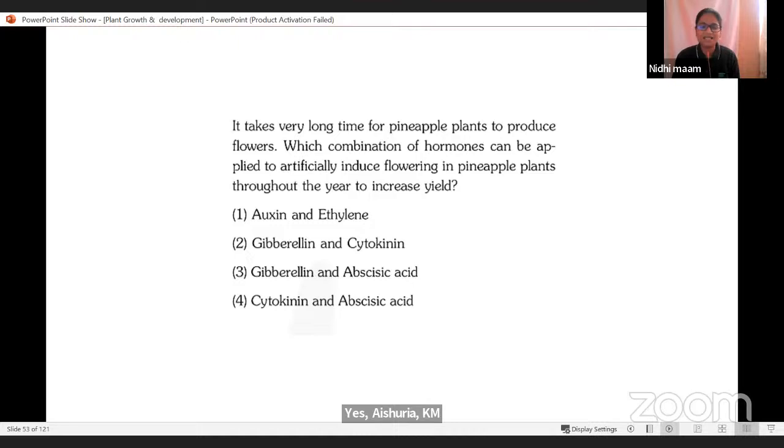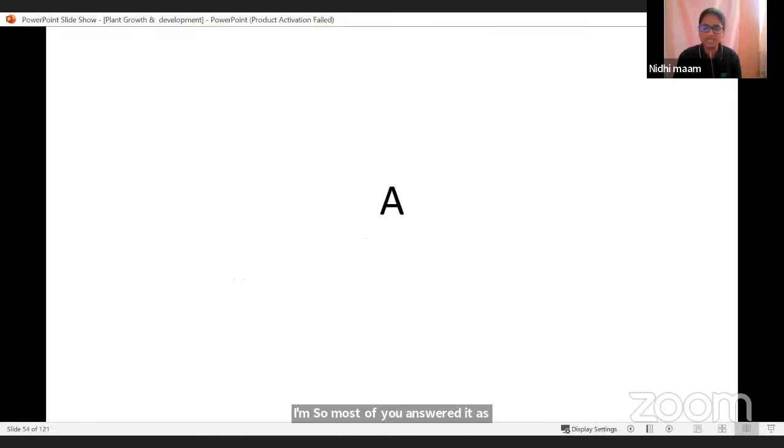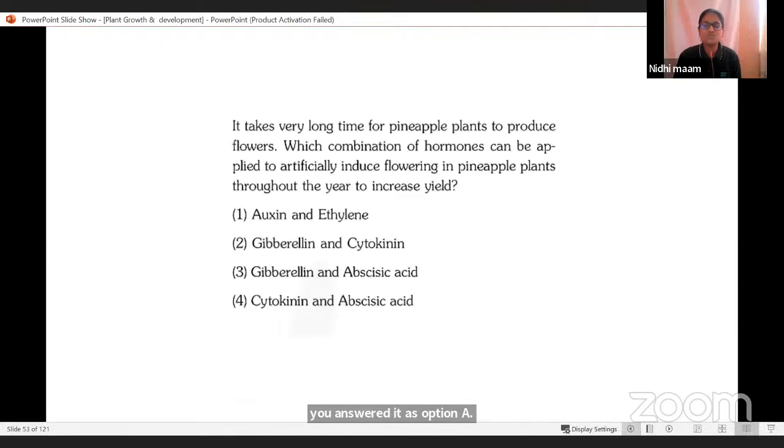One is auxin and ethylene. Second is gibberellin and cytokinin. Third is gibberellin and abscisic acid. Fourth is cytokinin and abscisic acid. Impana, Navyashri, Jyoti, Yashwant answered it. So most of you answered it as option C. Few of you answered it as option A. The correct answer is option A, auxin and ethylene.